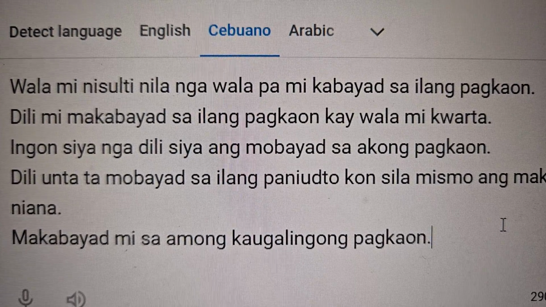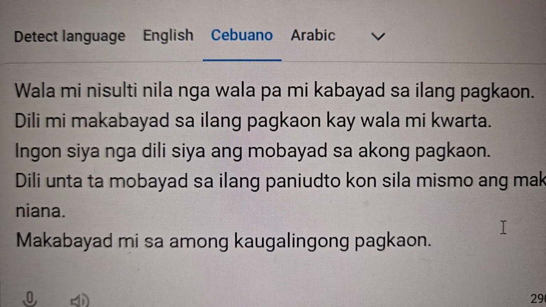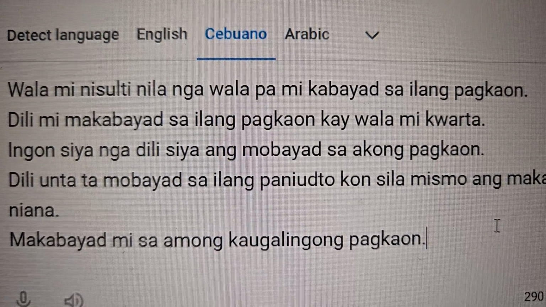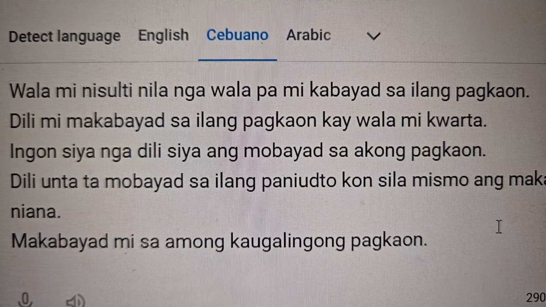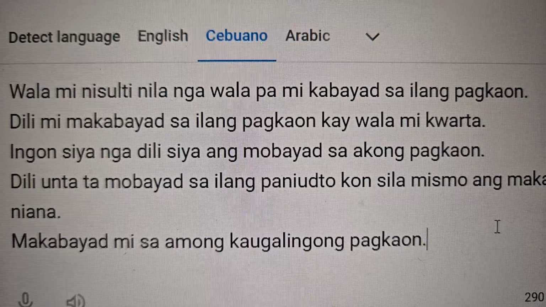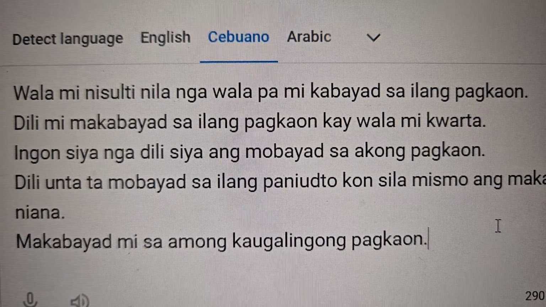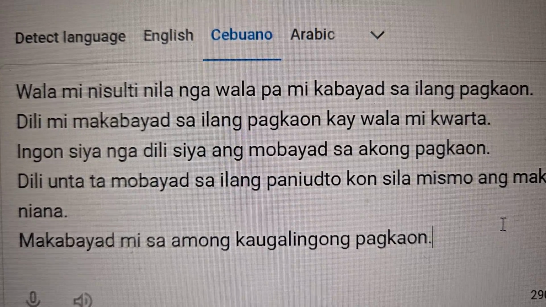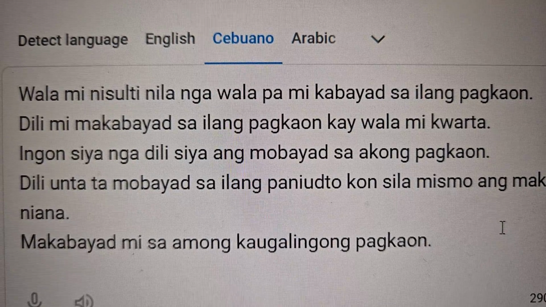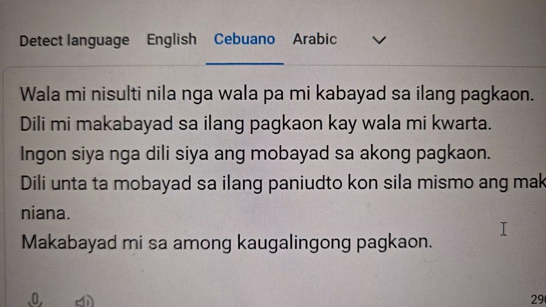Translated to we hadn't paid or we haven't paid. Wala pa mi kabayad. So the last one is sa ilang pagkaon, for their food. Wala pa mi kabayad sa ilang pagkaon. We haven't paid for their food yet. So the sentence is, we didn't tell them that we haven't paid for their food yet. Wala mi nisulti nila nga wala pa mi kabayad sa ilang pagkaon.